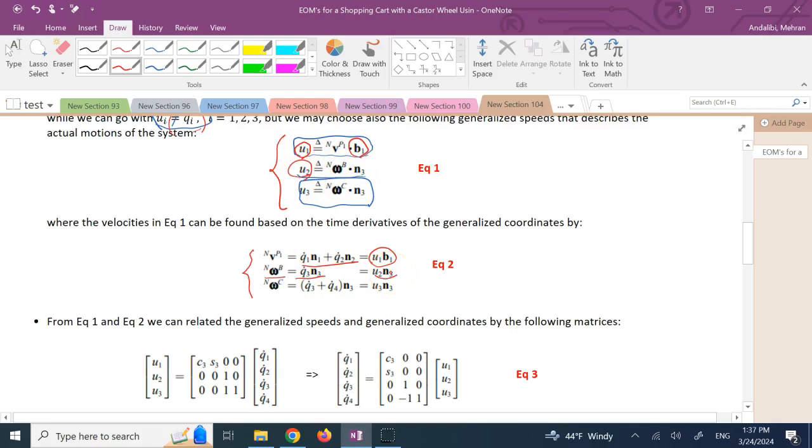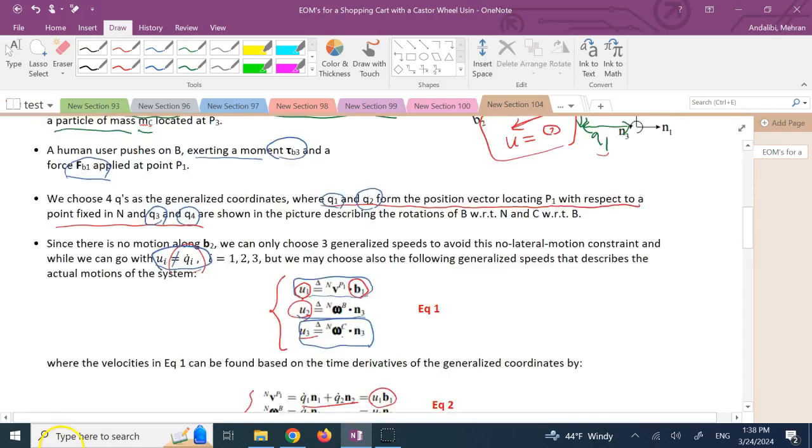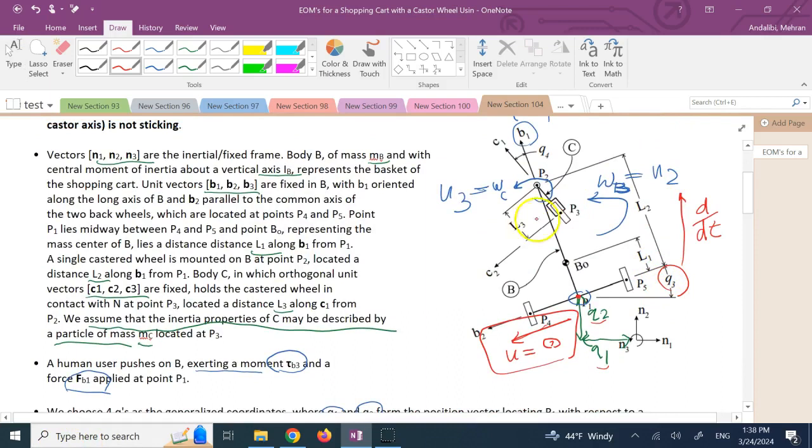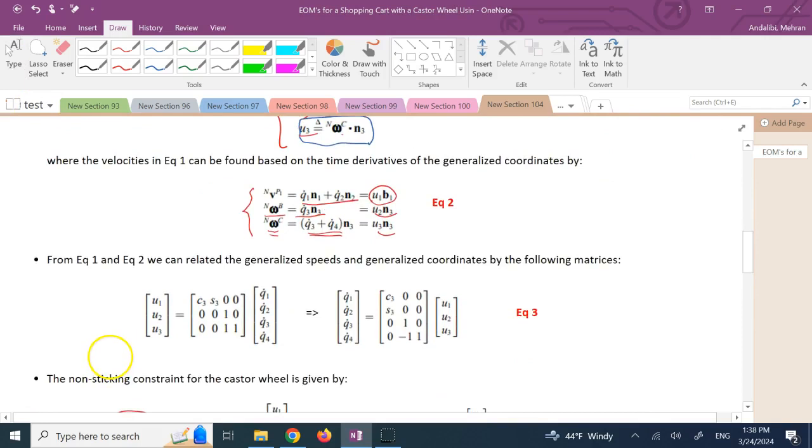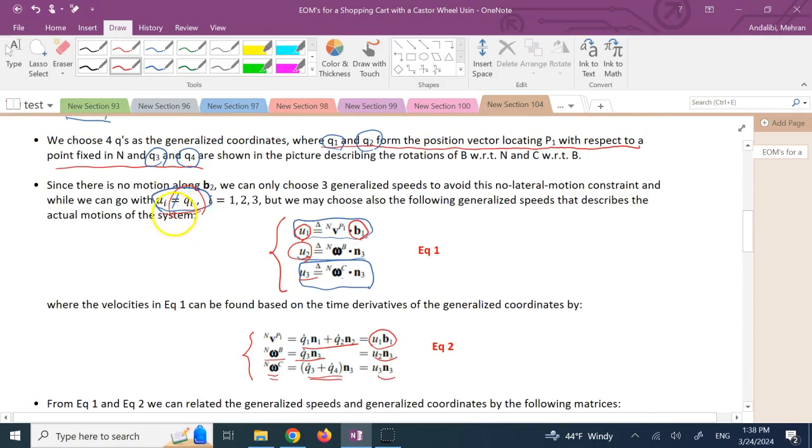And what about omega of member C? Well, omega of member C, which based on the definition is U3 N3, is also Q3 dot plus Q4 dot. Why? Because Q3 is from B to N, and Q4, if you look at it, is from C to B. So the total angle of member C with respect to the N is Q3 plus Q4. So you have to take the derivative of both of these when added together, and then that is going to be your U3. So you see that now my U's and the Q dots are related, but not directly with a simple relation.